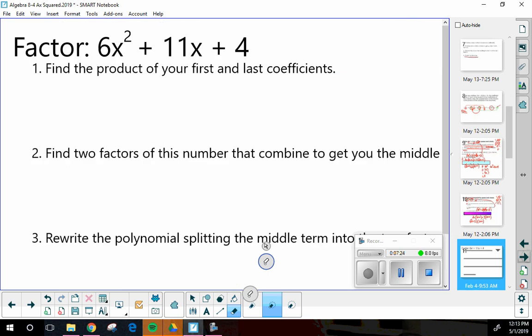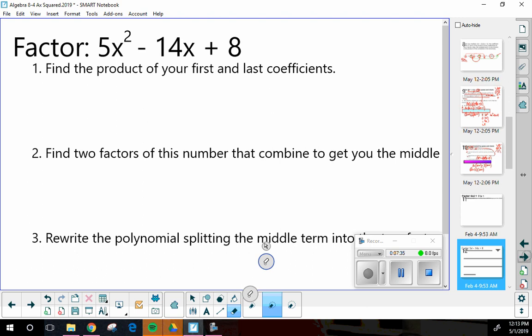All right. Let's try another one. Oh, it looks like this is the same one that we did the first time. So we will just cancel this one and move straight on in to this one right here. All right. So step 1, find the product of your first and last coefficient. So this is going to be 5 times 8 is 40. That goes here. Notice that's a negative, so we put negative 14 here.